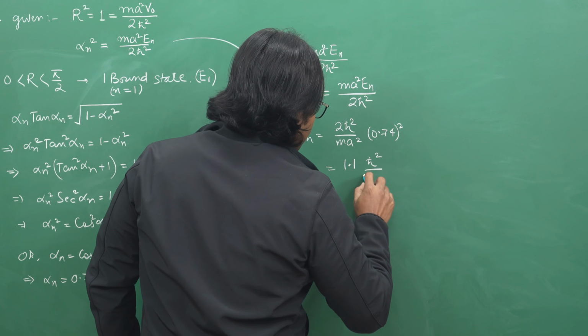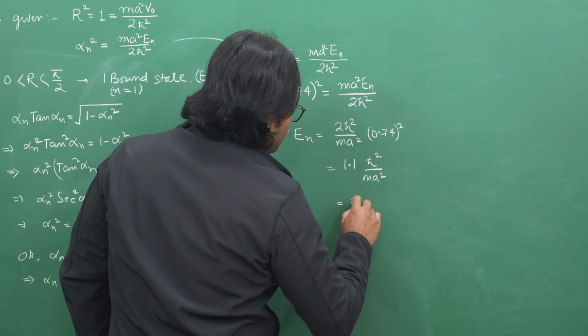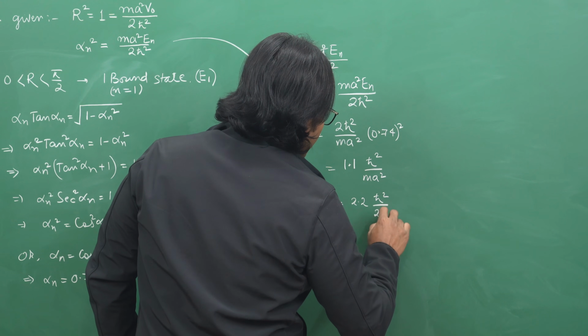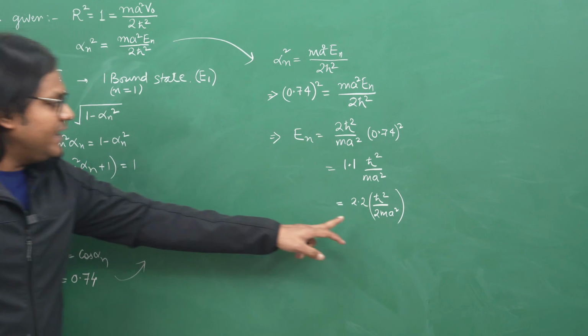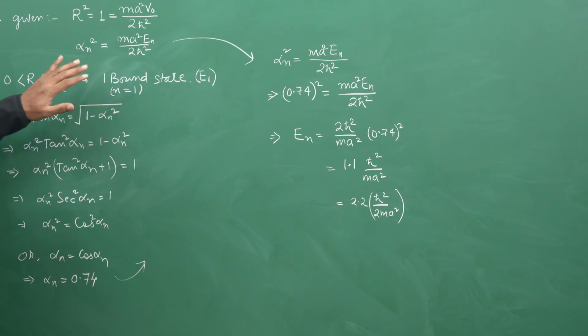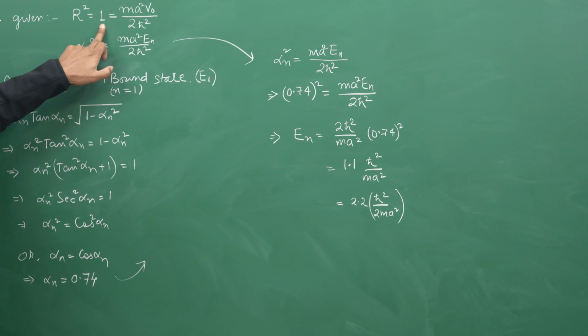h cross square upon m a square, which can also be written as 2.2 h cross square upon 2 m a square. That's it. This is the energy of the only ground state which is possible in a potential corresponding to which the r variable is equal to 1.